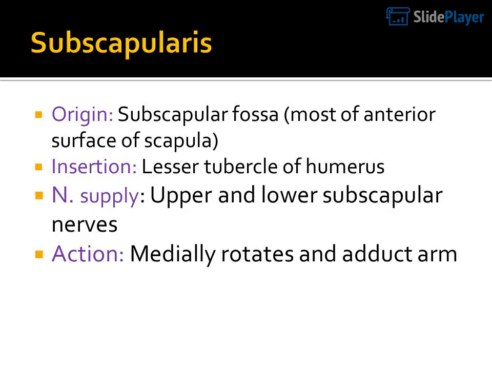Subscapularis, end supply, upper and lower subscapular nerves. Origin, subscapular fossa, most of anterior surface of scapula. Insertion, lesser tubercle of humerus. End supply, upper and lower subscapular nerves. Action, medially rotates and adducts arm.